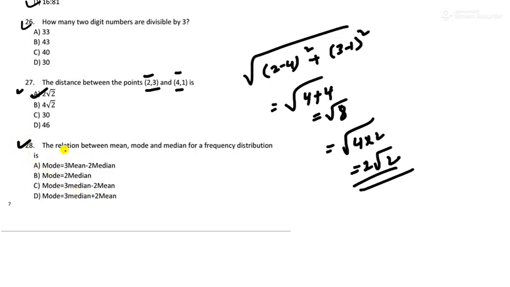Okay, now question number 28. Let us see this. The relation between mean, mode and median is what?